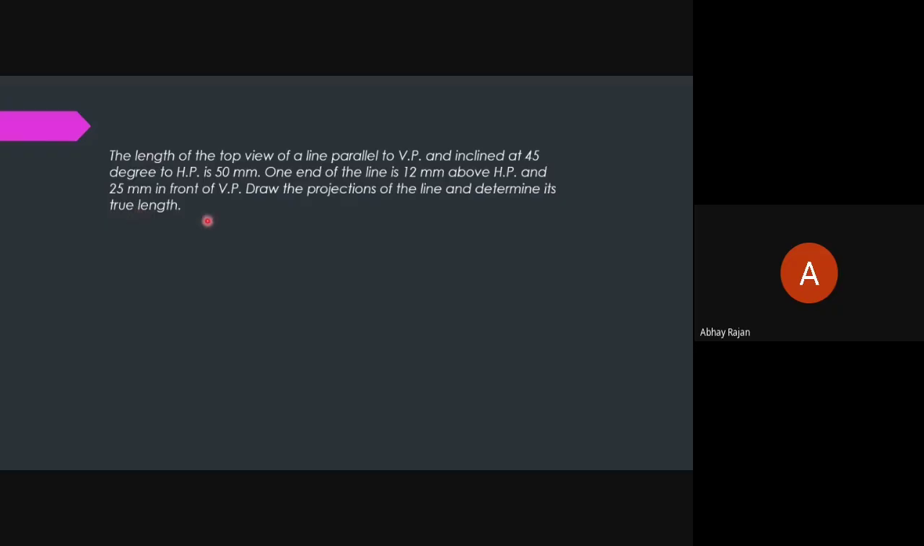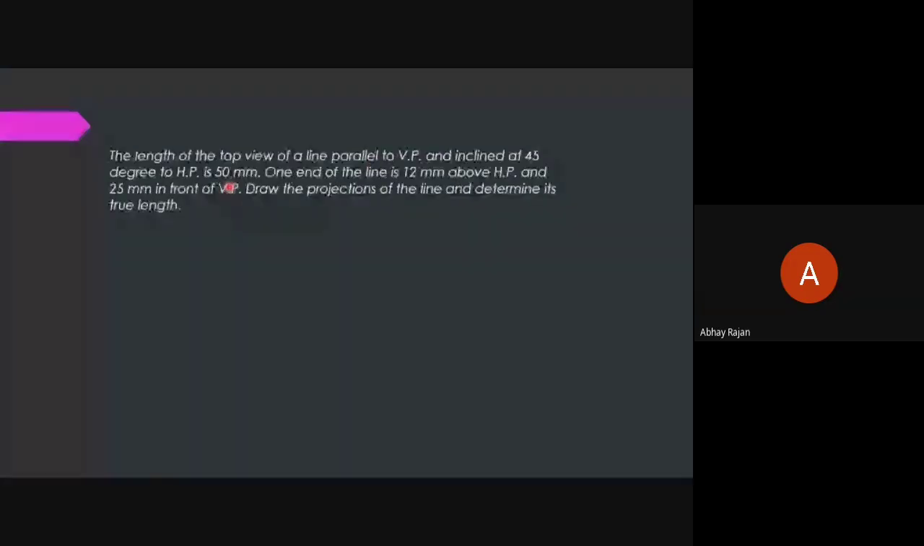So in the previous questions, the true length was given. Now the true length is not given. You can see that this line has an inclination of 45 degree with HP, and the length of the top view of a line parallel to VP is also given as 50 mm. So your top view length is given as well as the inclination with HP, and one point is also given. One end of the line is 12 mm above HP and 25 mm in front of VP. So how will it be done? Just tell me the procedure.